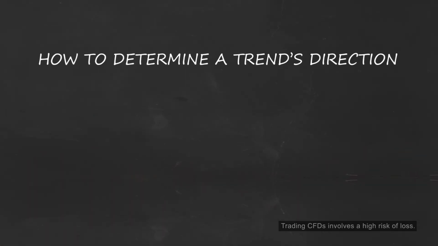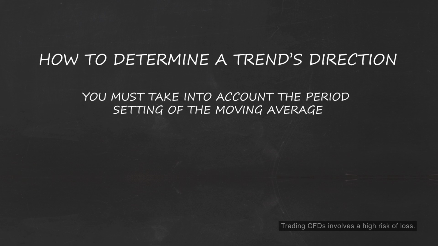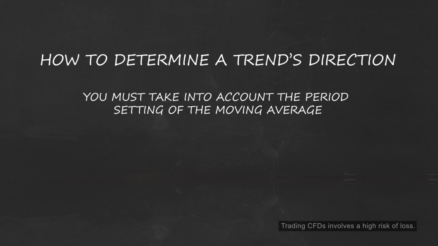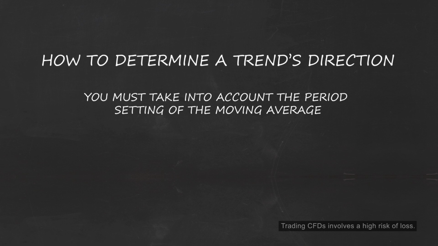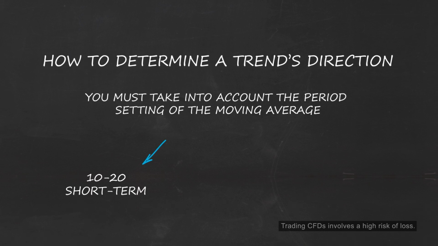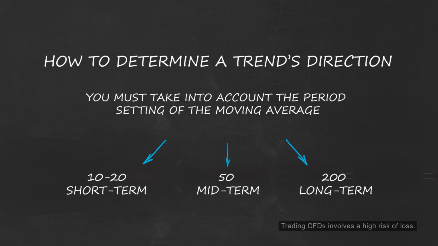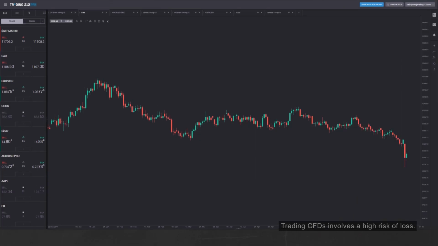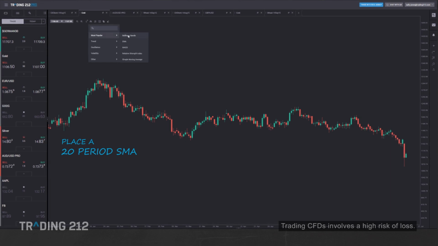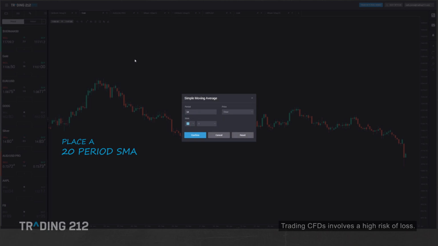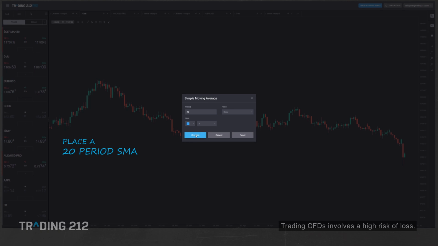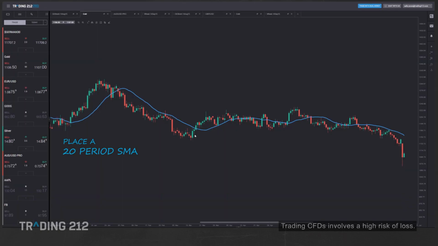To determine the direction of a trend using a moving average, you must take into account the set time period. We touched on this briefly in the last video, where we showed you the most commonly used time periods when analysing short-term, mid-term and long-term trends. But why is it important to be aware of the time period of the moving average? In this chart, when we place a 20-period simple moving average by clicking the indicator icon and setting the time period to 20, we can clearly see that it indicates an uptrend.